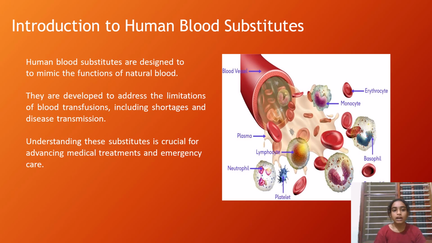Human blood substitutes are designed to mimic the functions of natural blood, developed to address the limitations of blood transfusions, including shortages and disease transmission. Understanding these substitutes is crucial for advancing medical treatments and emergency care.